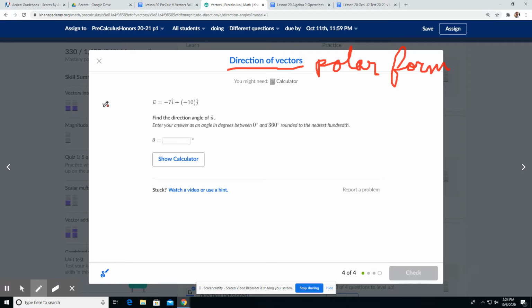So the first thing you always have to do is graph it so we can see where we're at and what quadrant we're in. So, boy, that's an ugly y-axis. Let me go ahead and draw this again. All right, so let's try a little bit better.